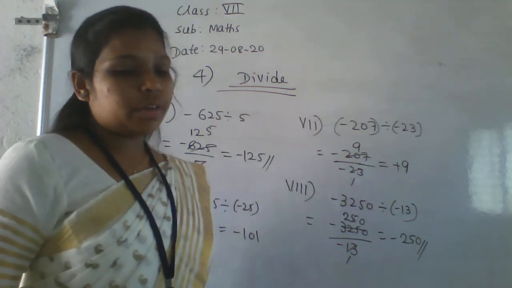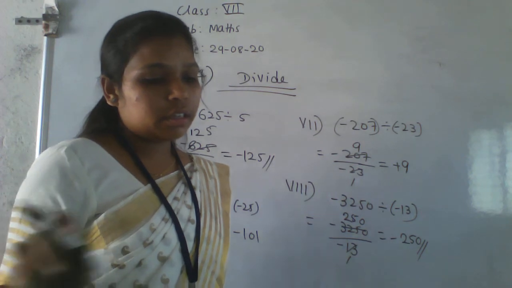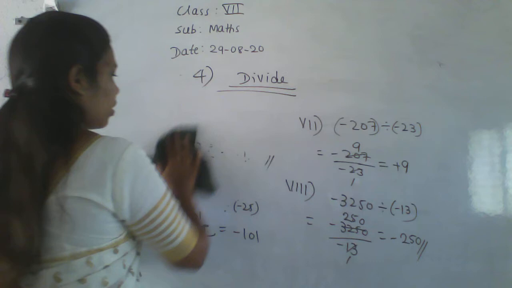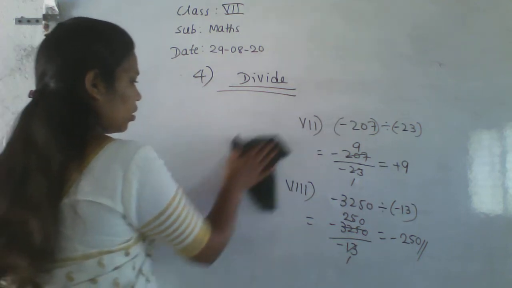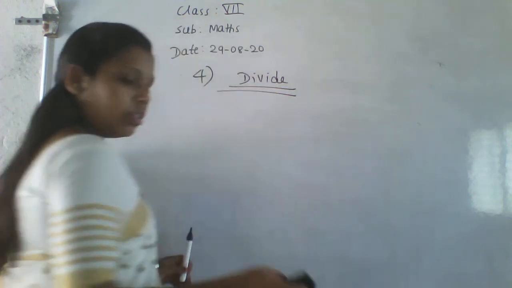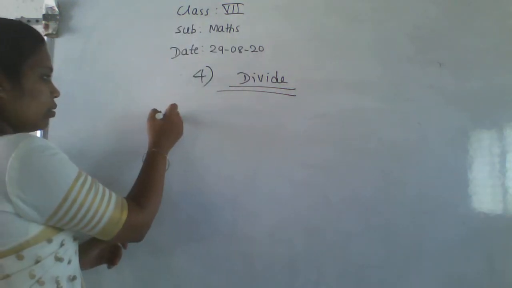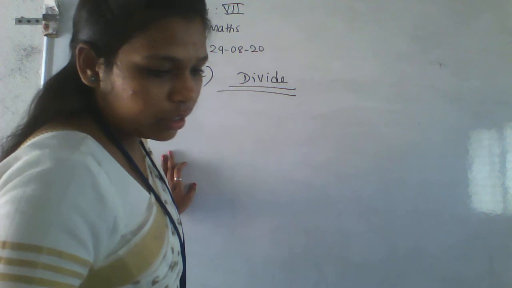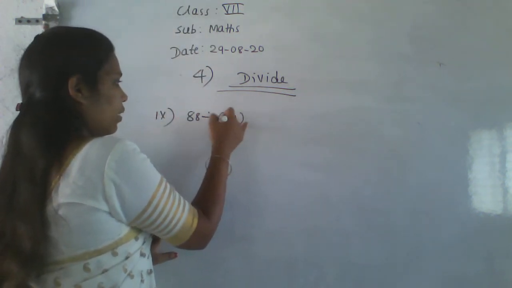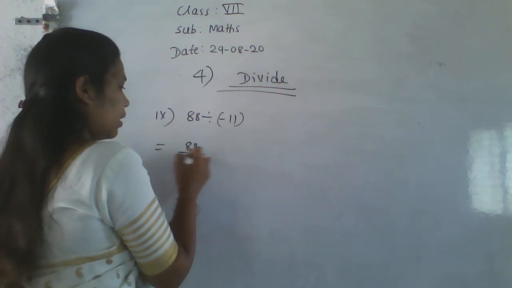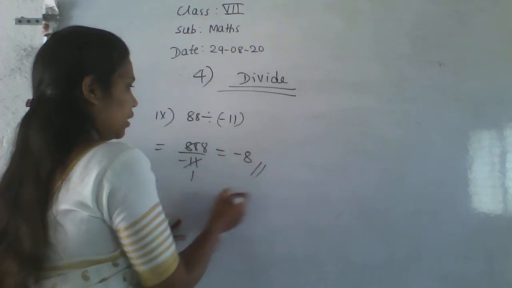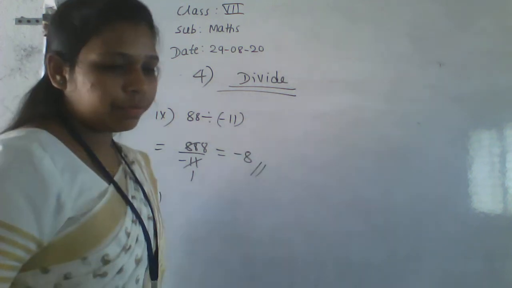Okay. So next, which one? Ninth one, right? Ninth one we will do now. Ninth one is 88 divided by minus 11. That is 88 by minus 11. 11 ones are 11, 11 eights are 88. That is minus 8. Next the 10th one.